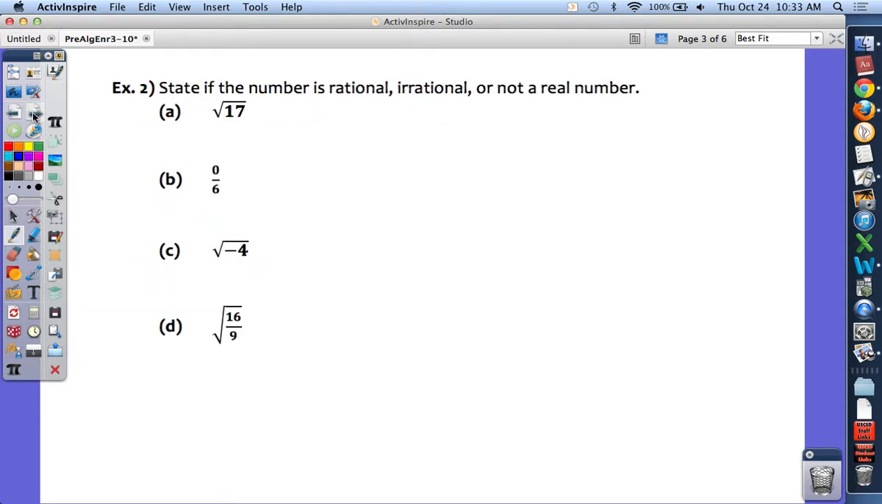All right, for example 2, I just want you to state if the number is rational, irrational, or not real. So I want you to try example 2 on your own. Remember, simplify if possible. Pause it, put down one of each of those words, either rational, irrational, or not real. And then press play and let's see how you did on these 4.